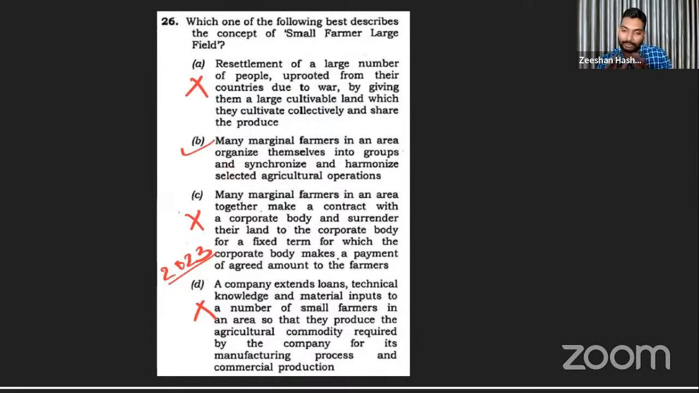Again, company की बात हो रही है, लेकिन let's compare it with option B. Option D के बारे में हम उतने श्योर नहीं है, right? Let's compare option B and option D. Option B क्या बोलता है? Many marginal farmers in an area organize themselves. Okay, so पहला वाला keyword small farmer. Many marginal farmers in an area organize themselves into groups and synchronize and harmonize selected agricultural operations.